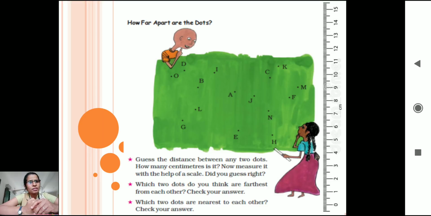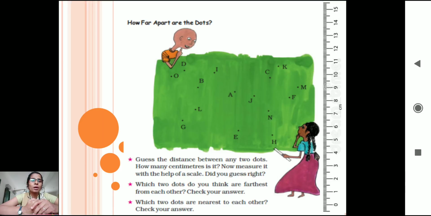Guess means what? It's just an estimation. Like, I guess you are now attending my class, isn't it? But I'm not sure you're feeling that. But now it is not a guess because I know everybody is attending, because I've seen the attendance. Okay, a guess is when we are not sure or we are just estimating the distance between them.